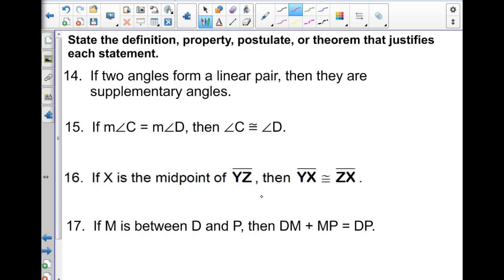We have the definition, property, postulate, or theorem that justifies the following statements. If two angles form a linear pair, then they are supplementary angles. What is the theorem? It's actually not on your green sheet, I don't think. It's called the supplement theorem. You can write SUPP THM for an abbreviation. It's the supplements theorem. Two angles form a linear pair, then they're supplementary.